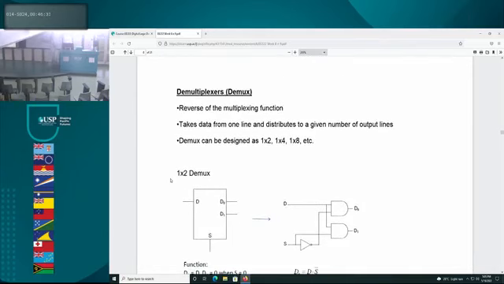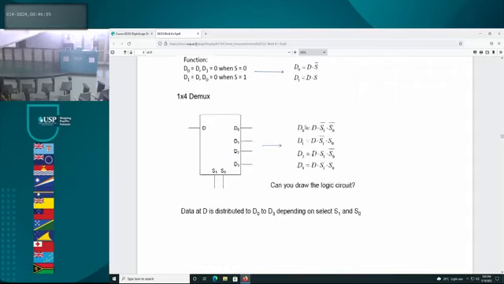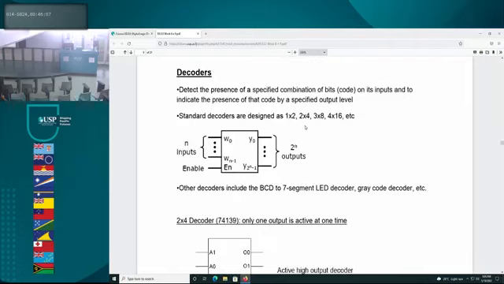Demultiplexer is the opposite of multiplexer. What does it do? You have one data line and multiple outputs, and you choose, using the select line, where the data will be directed to, whether it will be directed to output number 1 or output number 2. So multiple outputs in this case, whereas in the multiplexer there was a single output. Demultiplexer is the exact opposite; you're flipping it around.